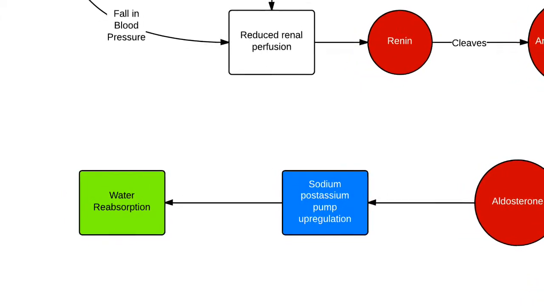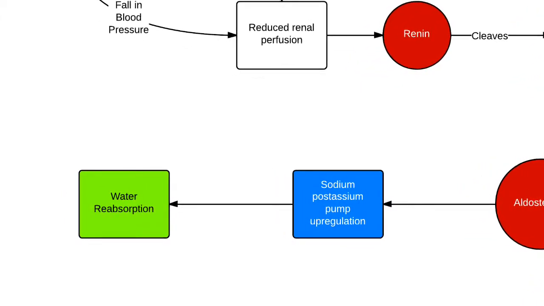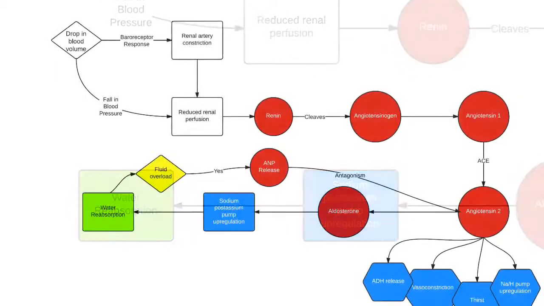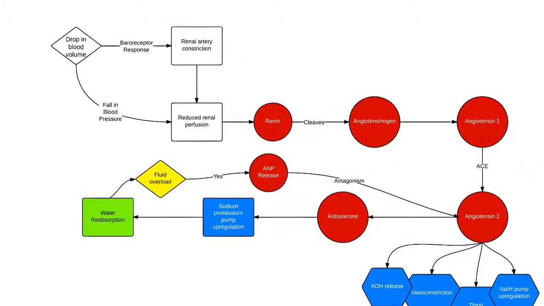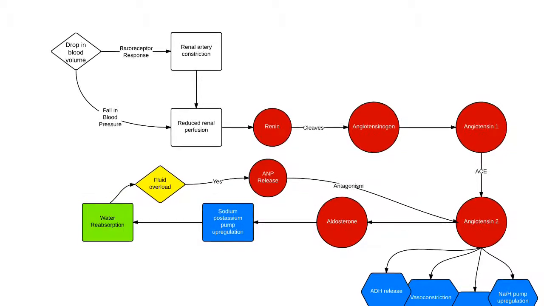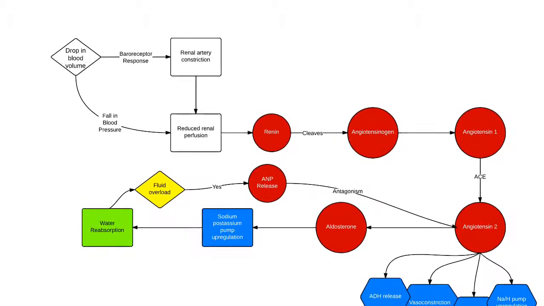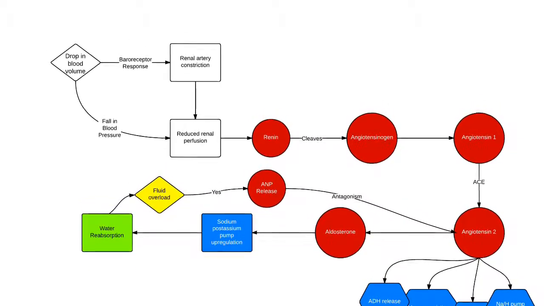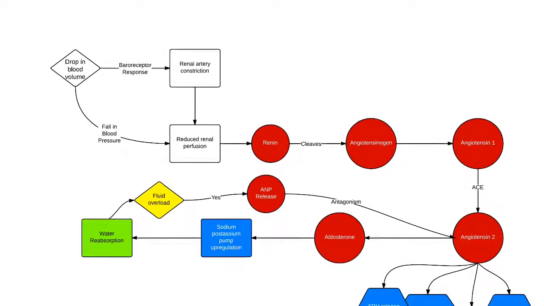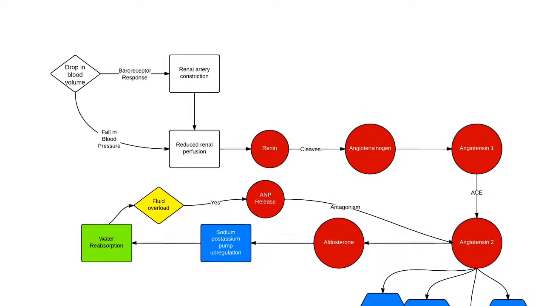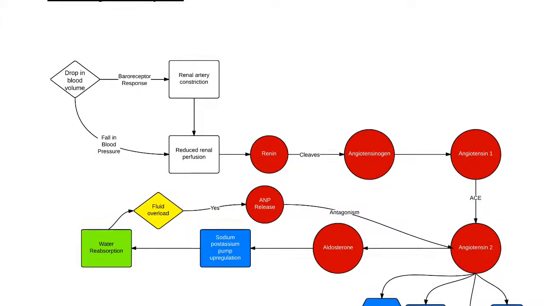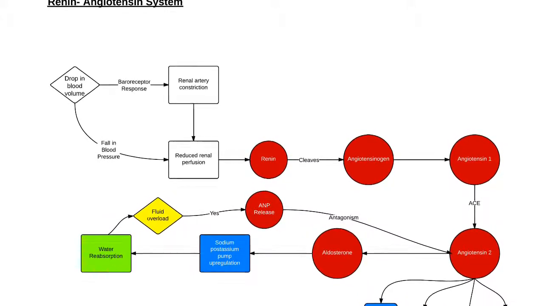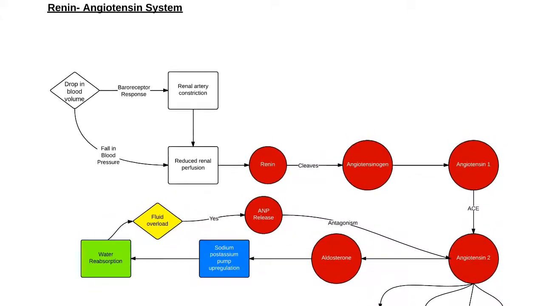There are a number of regulatory mechanisms involved in this process as well. Firstly, an increase in volume will increase the blood pressure. This will decrease the release of renin, and therefore less water will be reabsorbed. But also, atrial stretching from volume overload will lead to the release of atrial natriuretic peptide, or ANP, which will act in an antagonistic way to angiotensin 2.